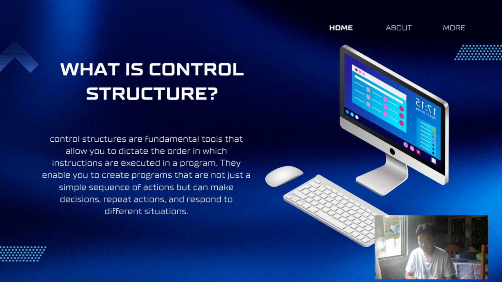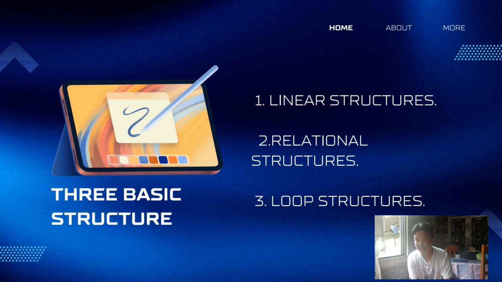Control structures, mo ni siya ang nag-decide sa flow of a program or nagamando og instructions to do or to follow a program. Instead of running code in a straight line, they allow for decisions, loops, and different execution paths. This makes programs more efficient and interactive. So there are three basic structures: the linear structures, relational structures, and loop structures.